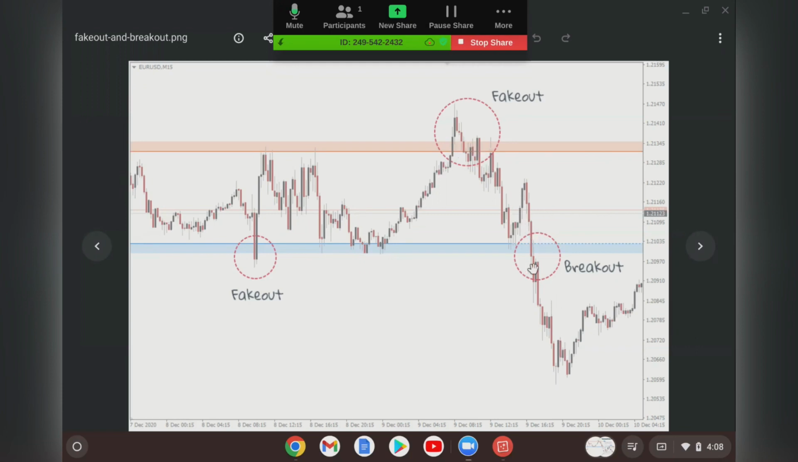But before we got to this breakout, you guys, we actually had a couple of fake outs. And as a reminder, a fake out is just a false breakout that occurs when price moves outside of a ranging area by breaking through support or resistance, but then moves right back inside of that same area.